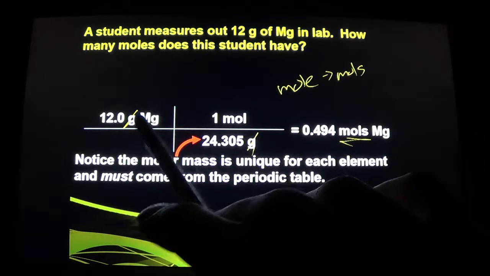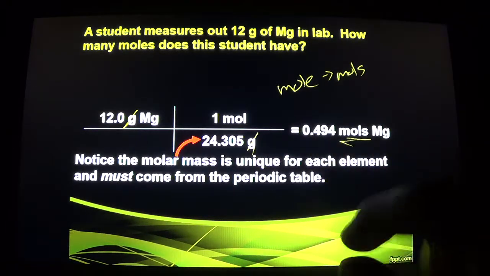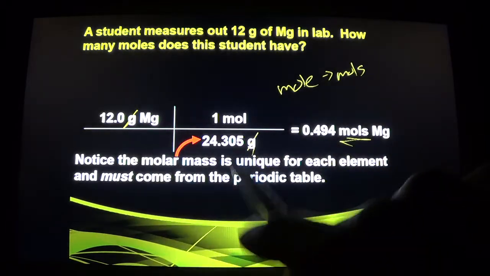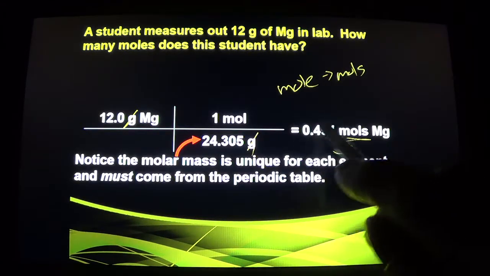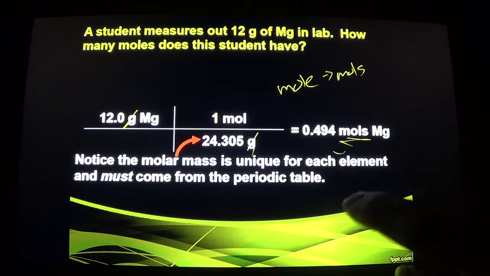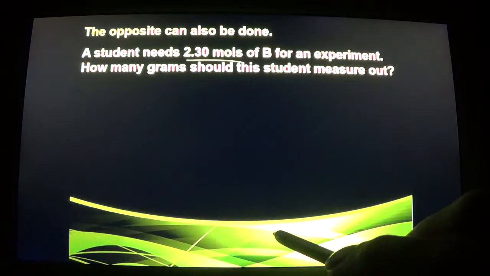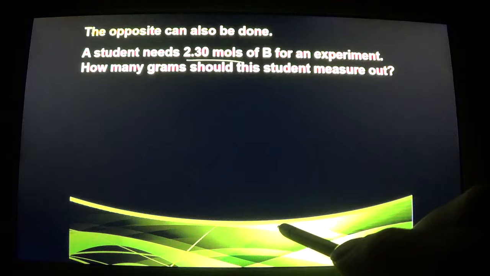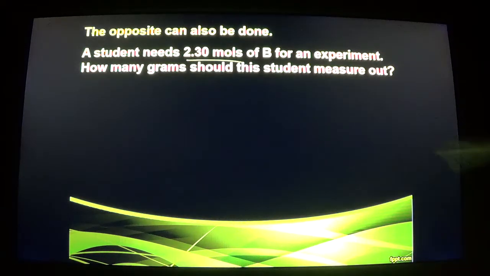Okay, so that was if I knew grams and I wanted moles. Now I know in my little cup that I measured out that had 12 grams of magnesium, it's got almost half a mole in there. It's got 0.494 moles of magnesium. What if I know the moles and I want the grams? So like you're in a lab and all I tell you is I need 2.3 moles of boron before we can get started on with the reaction. How much are you going to measure out?